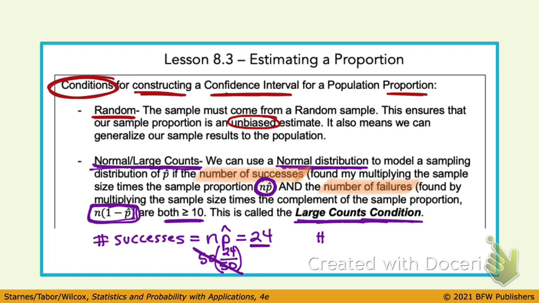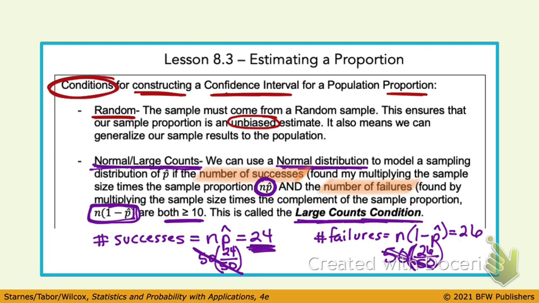Also, our number of failures is the sample size times the complement of the proportion of success. So again, if we had a sample of 50 and 24 of them landed flat, then that would mean that 26 of them did not land flat or failed. And so in that situation, we would have 50 times 26 over 50 that did not land flat. And so we would end up with 26, okay?